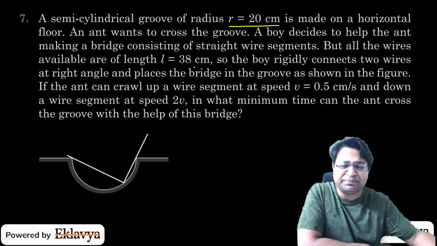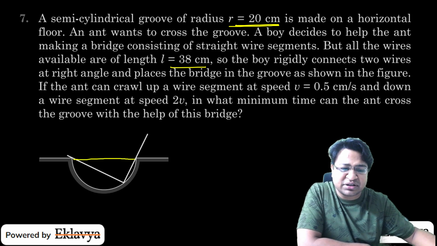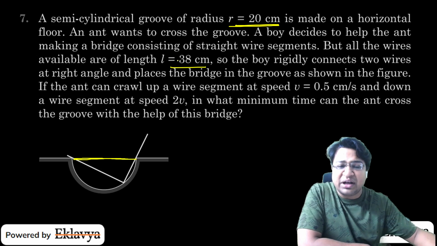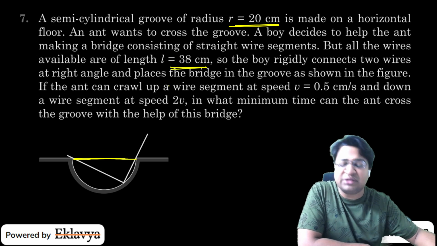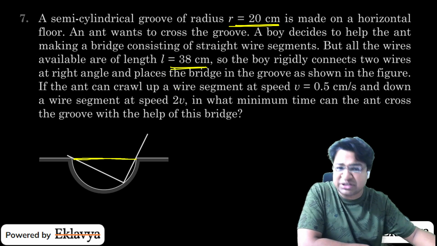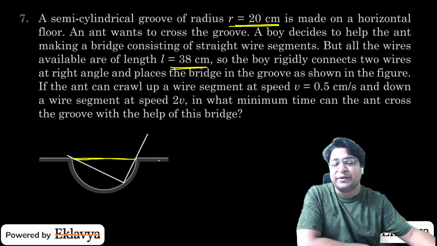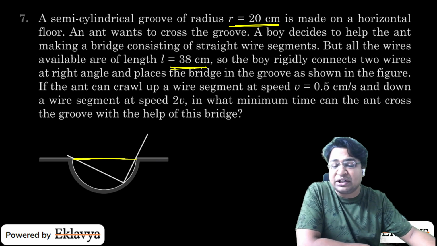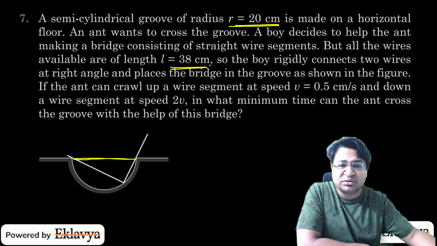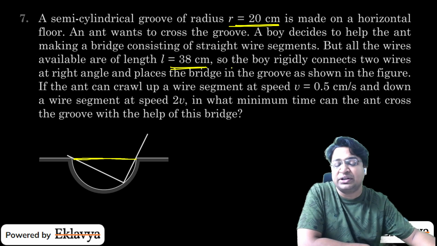Now guys, pay attention here that the radius is 20, which means that the diameter would be 40. But the rods that are available are 30 centimeter and 38 centimeter in length, which basically means that we can't just make a horizontal bridge. We will not be able to do that because the wires that are available to make the bridge are shorter than the diameter.